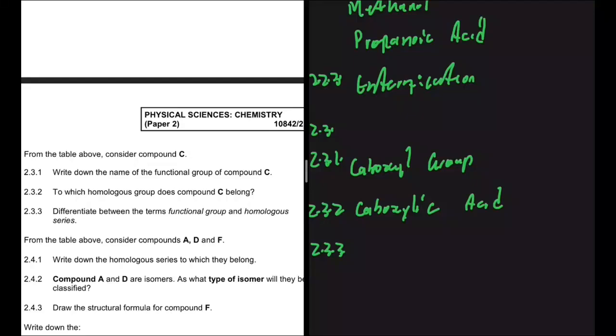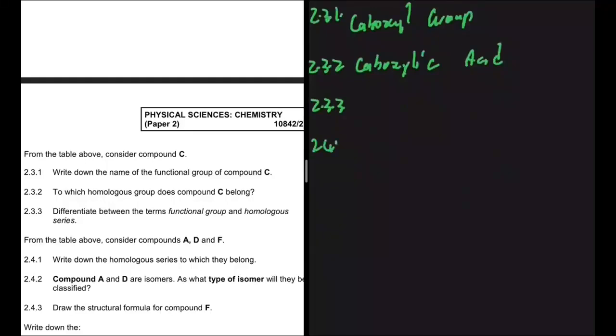While functional group, on the other hand, is a bond or an atom or a group of atoms that determines the physical and chemical properties of a group of organic compounds. There we go. You just need to define functional group and homologous series for 2.3.3.